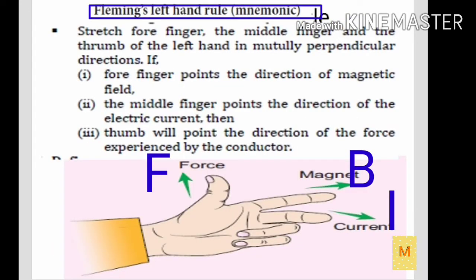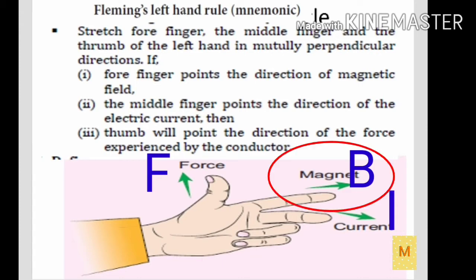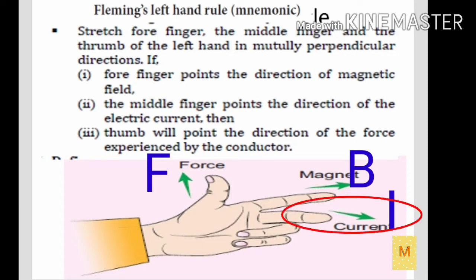Next one is Fleming's left hand rule. Look at the picture. We have to keep the forefinger, middle finger and the thumb of our left hand in mutually perpendicular directions. If the forefinger points in the direction of the magnetic field, the middle finger points in the direction of electric current, then the thumb will point in the direction of the force experienced by the conductor.